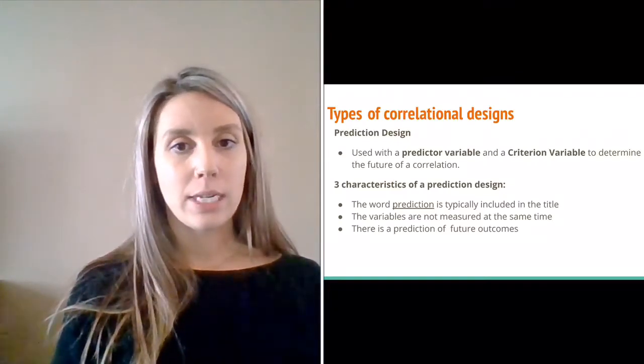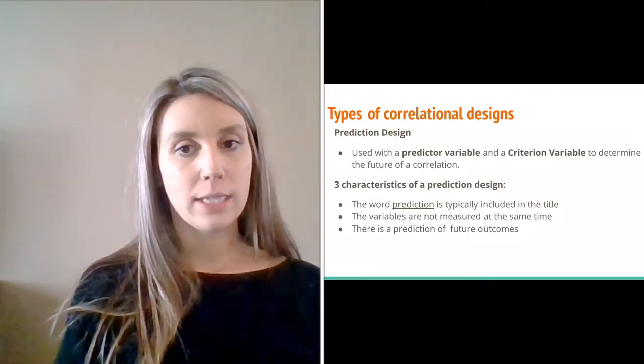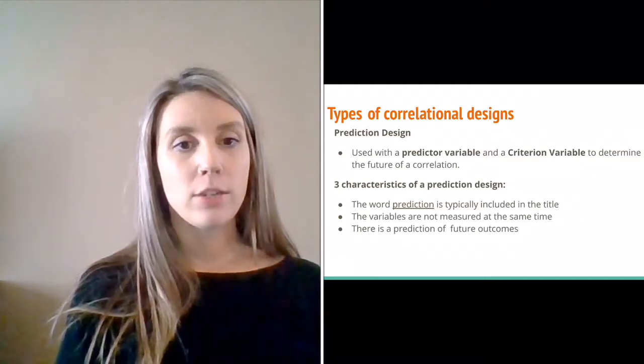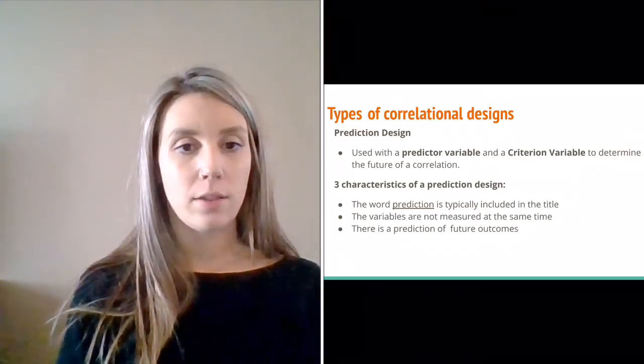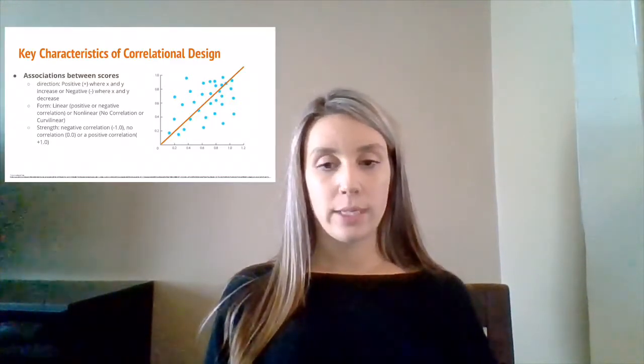The factors that help us identify a prediction design are that you will typically find the word prediction in the title. The variables are not all measured at the same time, and researchers can predict future outcomes based on their findings. One of the key characteristics of correlational research is the association between scores.